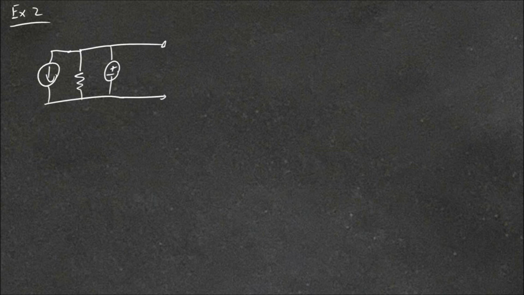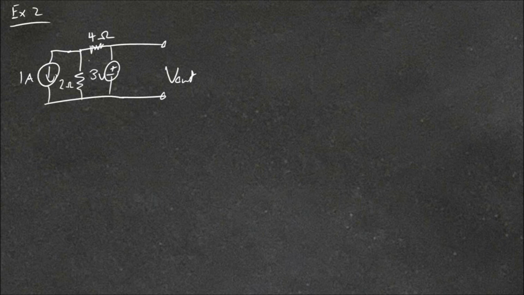This one will have a current source in parallel with a resistor, as well as a voltage source, and our output voltage. And we'll put another resistor in here. So this could be 1 amp, 2 ohms, 3 volts, and we'll say 4 ohms.